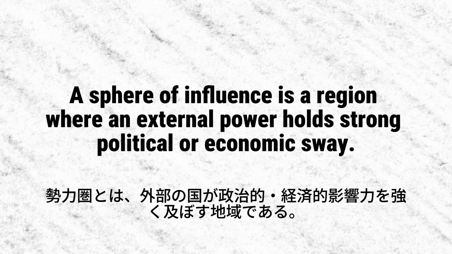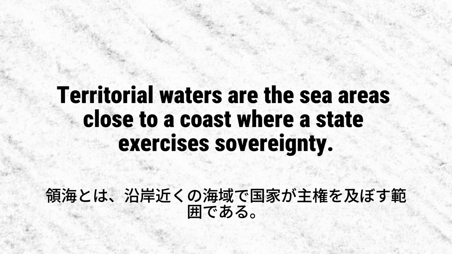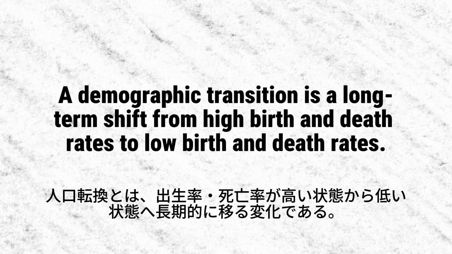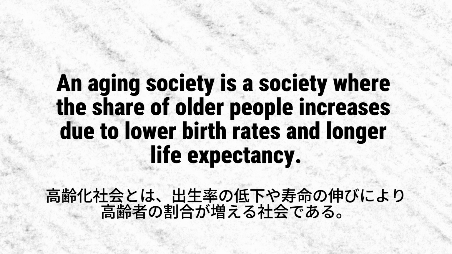A sphere of influence is a region where an external power holds strong political or economic sway. Territorial waters are the sea areas close to a coast where a state exercises sovereignty. A disputed boundary is a border whose location or status is contested by two or more parties. A demographic transition is a long-term shift from high birth and death rates to low birth and death rates. An aging society is a society where the share of older people increases due to lower birth rates and longer life expectancy.